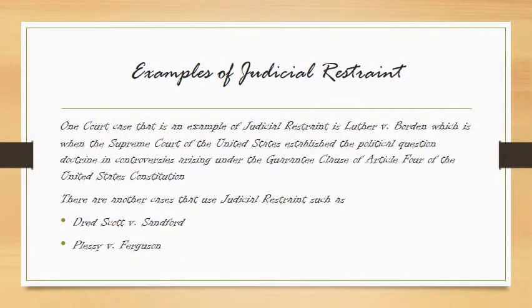Examples of judicial restraint. One court case that is an example of judicial restraint is Luther v. Borden, in which the Supreme Court of the United States established a political question doctrine in controversies arising under the Guarantee Clause of Article 4 of the United States Constitution. There are other cases that use judicial restraint, such as Dred Scott v. Sanford and Plessy v. Ferguson.